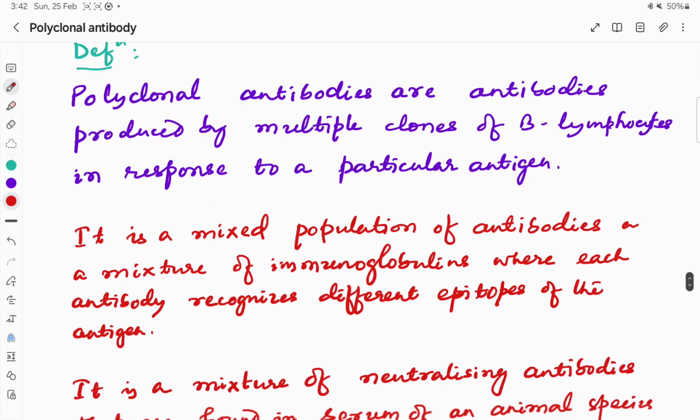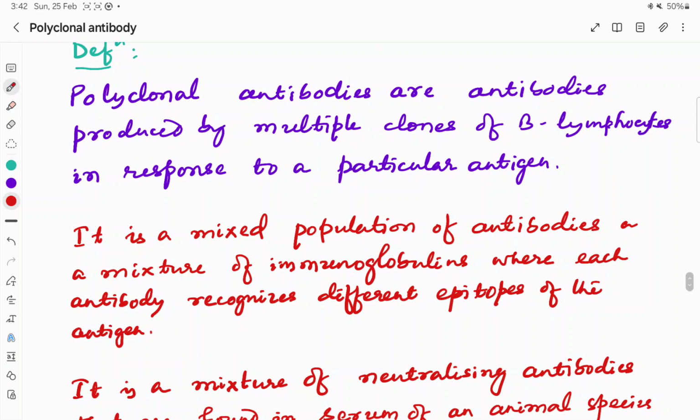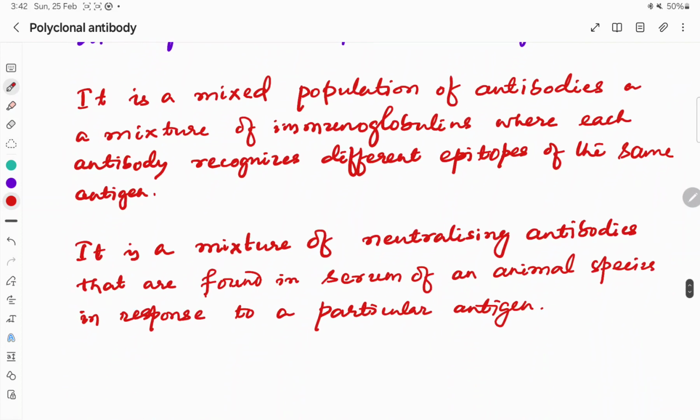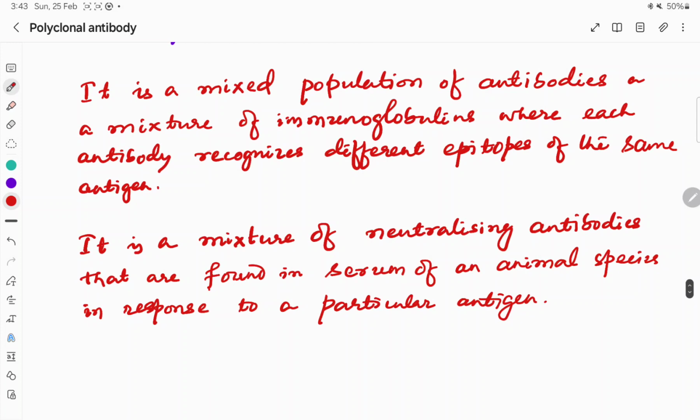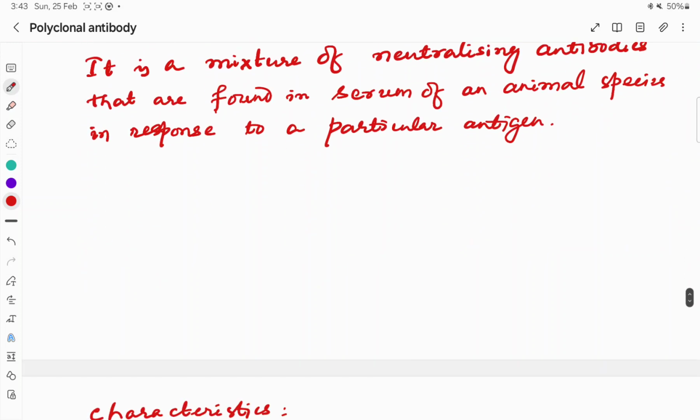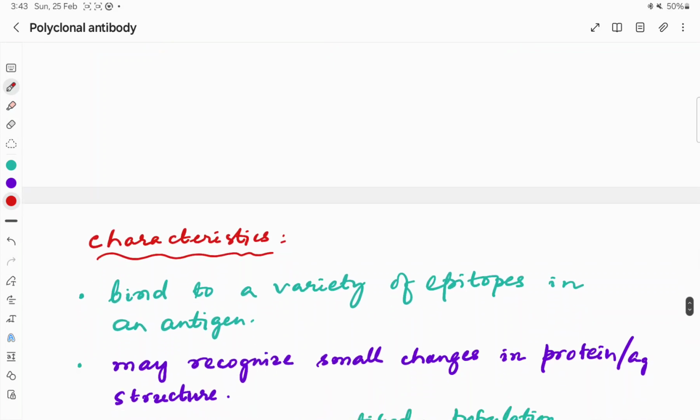Now we can define, and you can note down: polyclonal antibodies are the antibodies produced by multiple clones of B lymphocytes in response to a particular antigen. In other words, polyclonal antibodies are a mixed population of antibodies, or a mixture of immunoglobulins, where each antibody recognizes different epitopes of the same antigen. Or we can also define polyclonal antibodies as a mixture of neutralizing antibodies found in the serum of an animal species in response to a particular antigen. Or you can make a mixture of all these definitions.